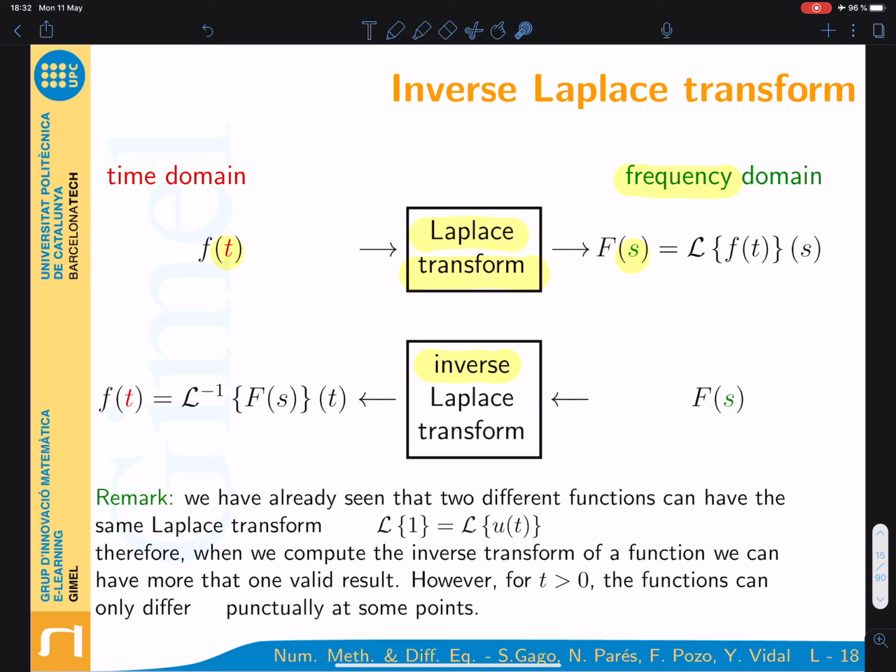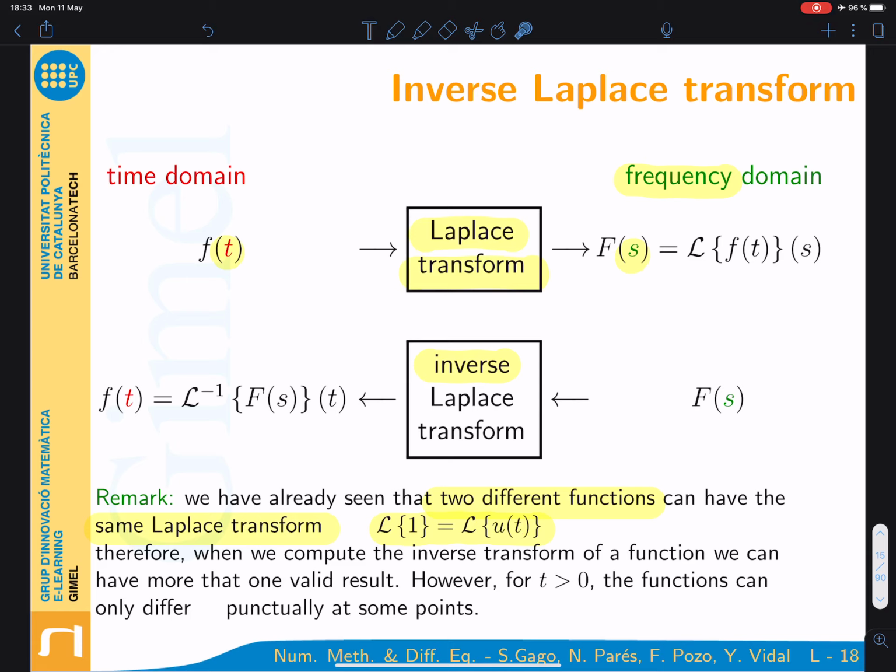That means to take a function in the frequency domain and assign to it a function that depends on time. Now, remember, this is very important. We have already seen in the previous video lecture that two different functions in time can have the same Laplace transform. We saw that the constant function 1 and the step function at the origin have the same Laplace transform because they are exactly the same from 0 to infinity.